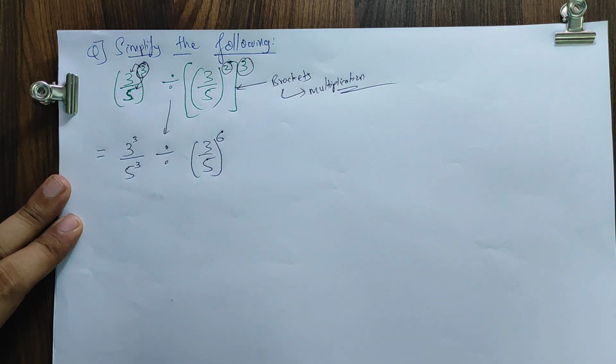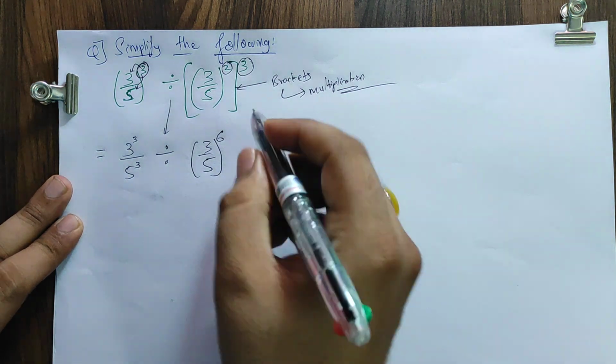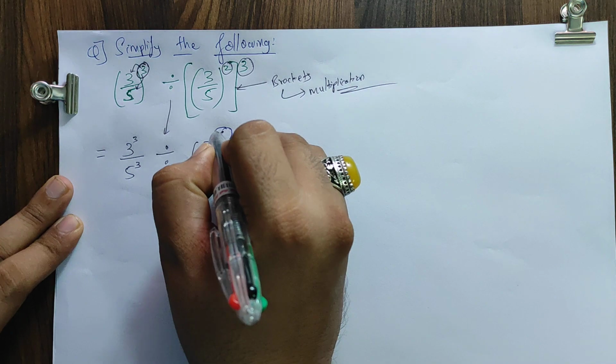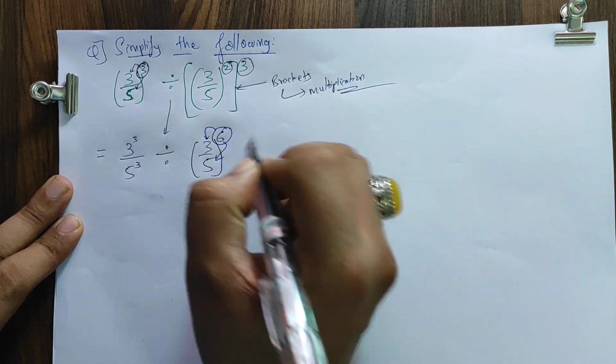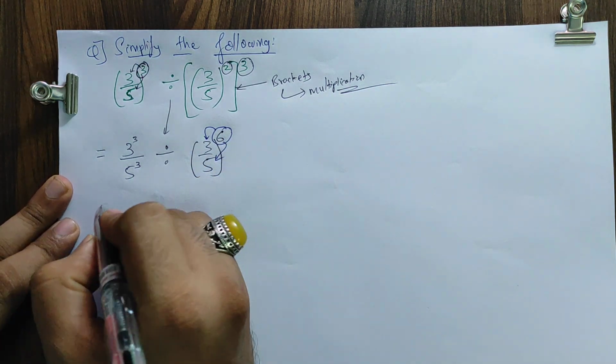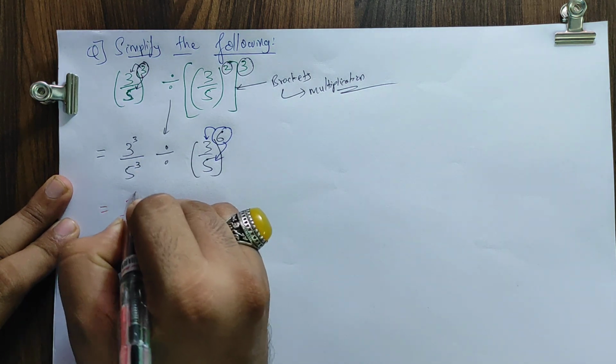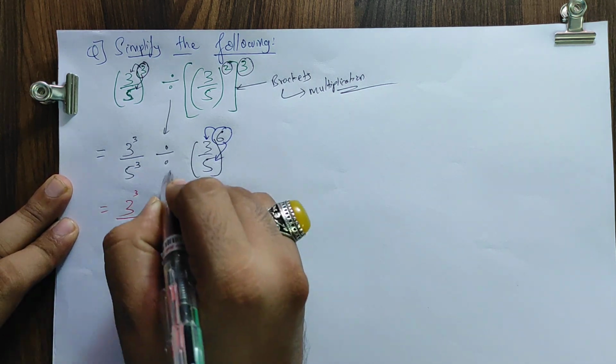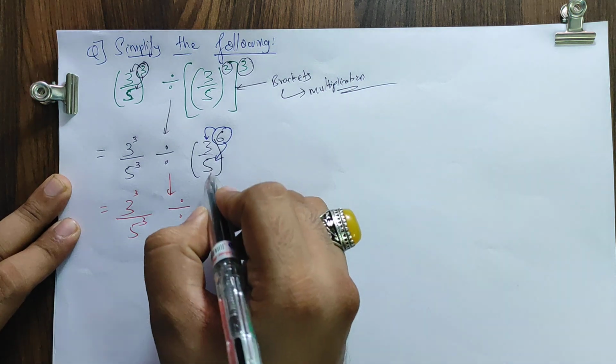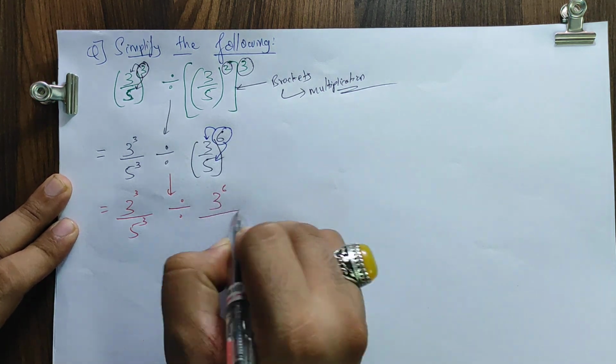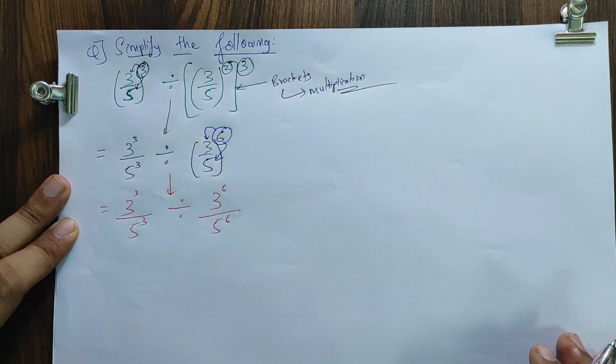Now in the next step I will say that this 6, which is the power, will become the power of this 3 as well as this 5. Let me do it very quickly. So it is equal to this, I will copy as it is, 3 raised to 3 upon 5 raised to 3, divided by, this will become 3 raised to 6 upon 5 raised to 6, everyone.